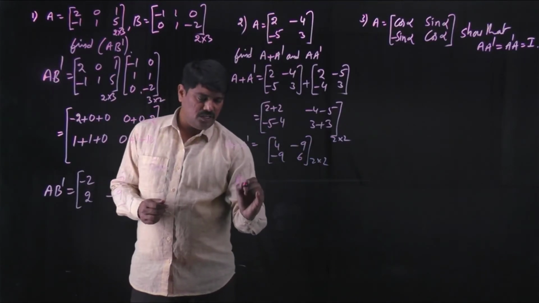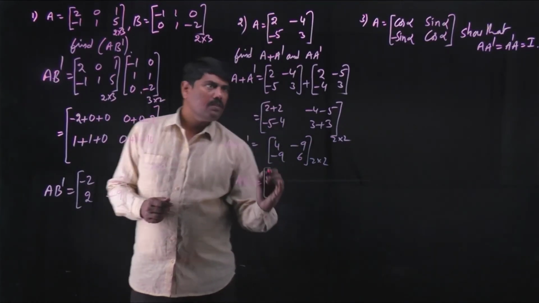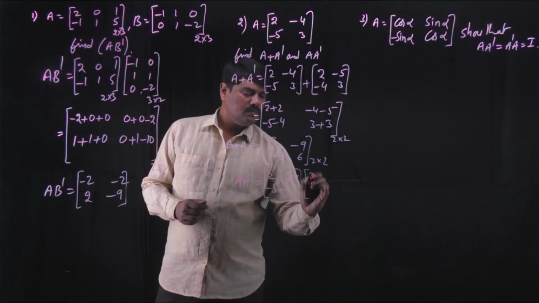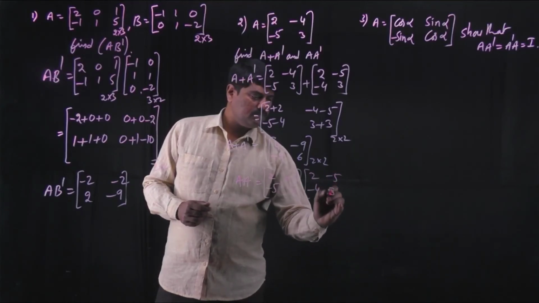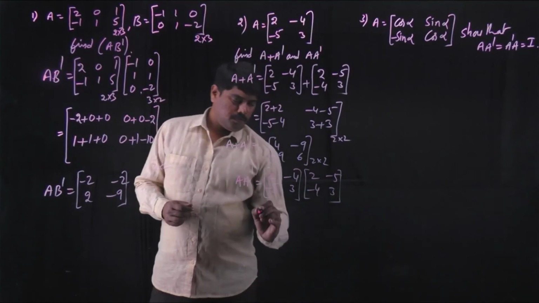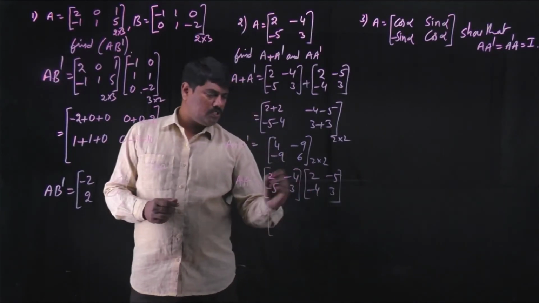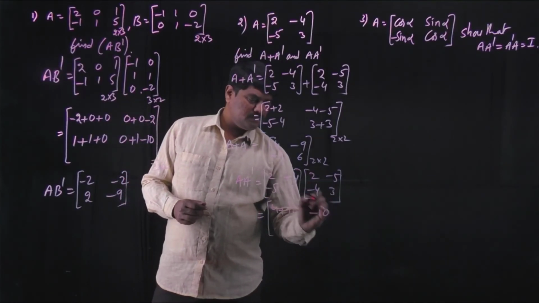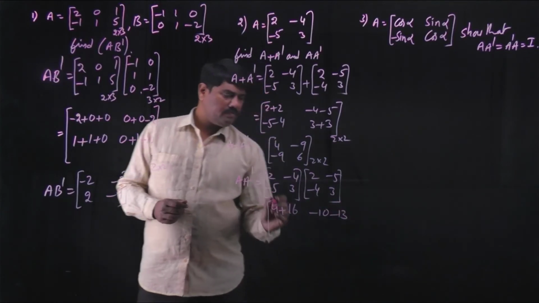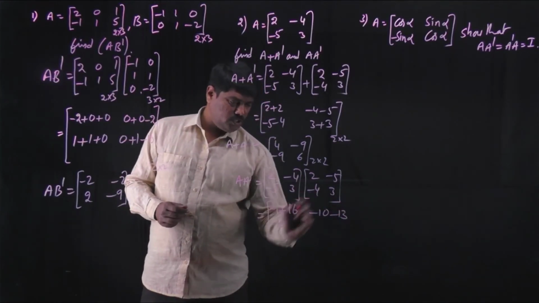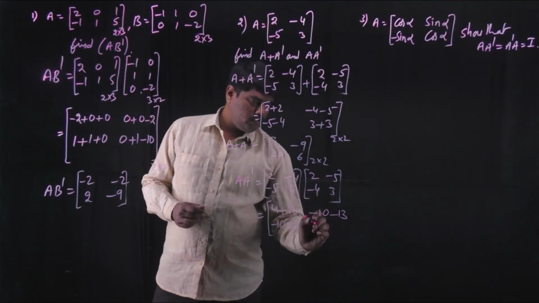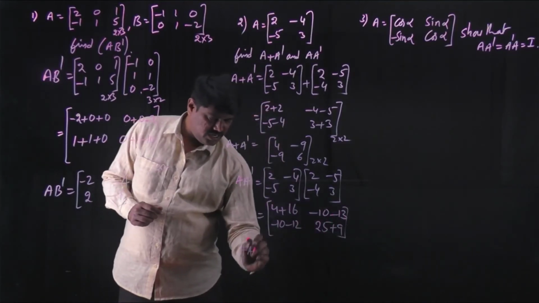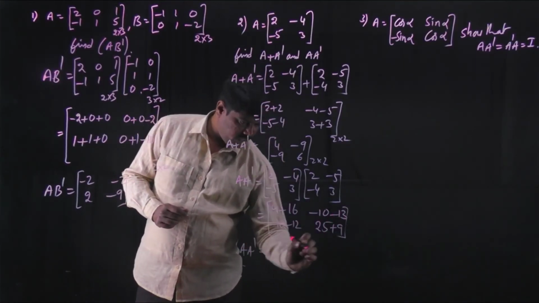Now find A into A dash. 2 minus 4 minus 5 3, times 2 minus 4 minus 5 3. Product of two 2 by 2 matrices, rows by columns: 2 into 2 is 4, minus 4 into minus 4 is plus 16. 2 into minus 5 is minus 10, minus 4 into 3 is minus 12. Minus 5 into 2 is minus 10, plus 3 into minus 4 is minus 12. Minus 5 into minus 5 is plus 25, 3 into 3 is 9. So the matrix A A dash will be 20 minus 20.